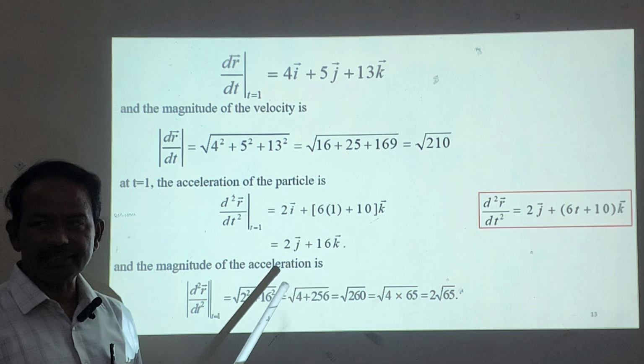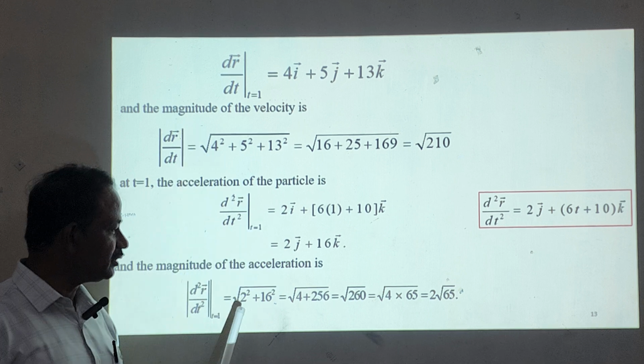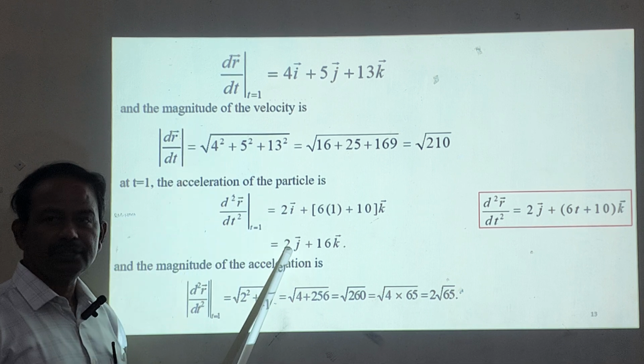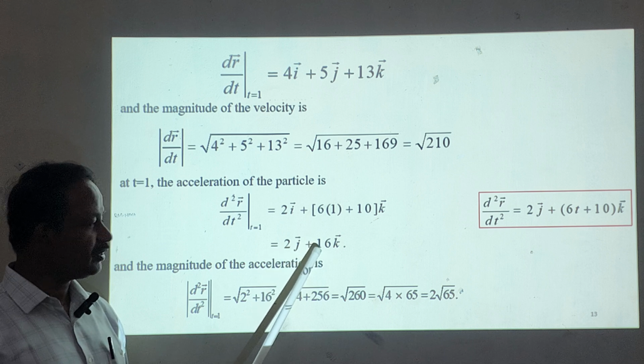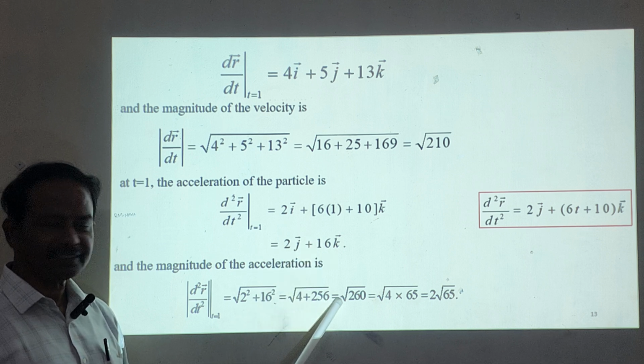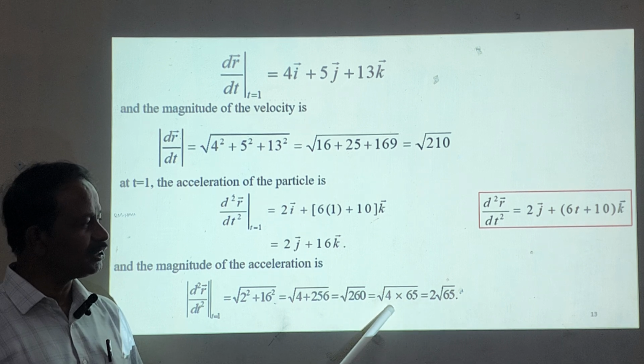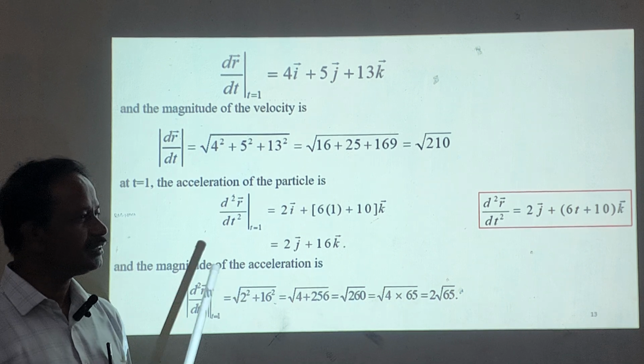What is the magnitude of the acceleration? You have to take the modulus. When you take the modulus, this becomes root of 2 squared plus 16 squared. So that will give us root of 4 plus 256, root 260. This can be written as 4 multiplied with 65, which is equal to 2 times root of 65.